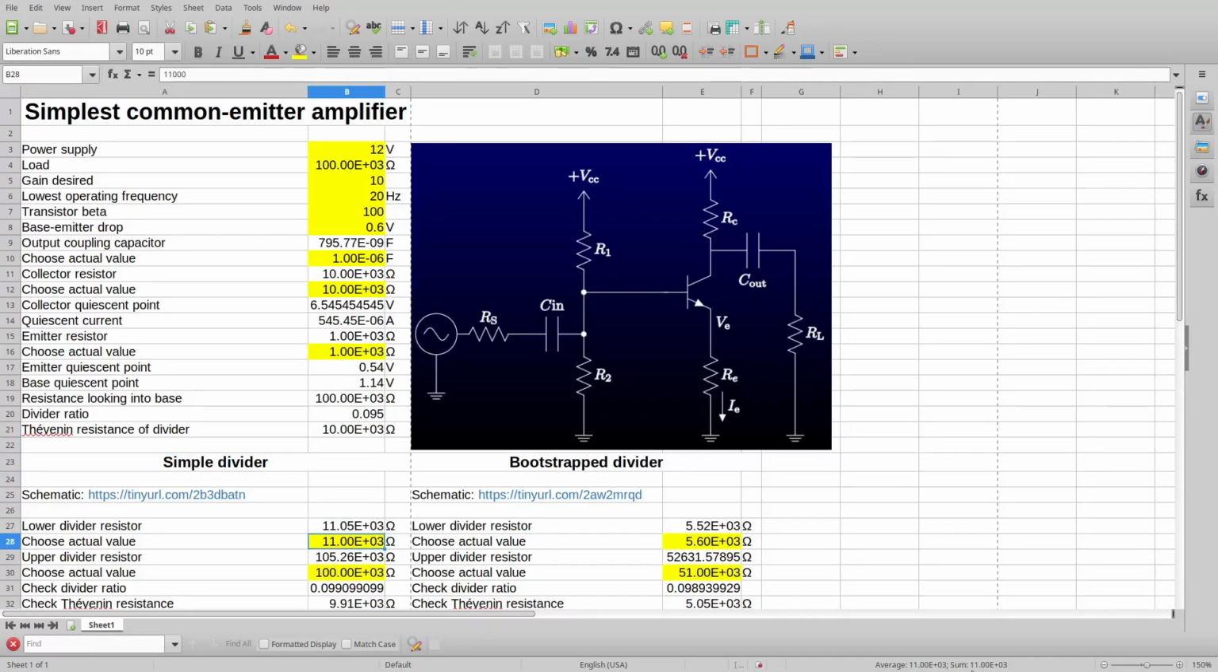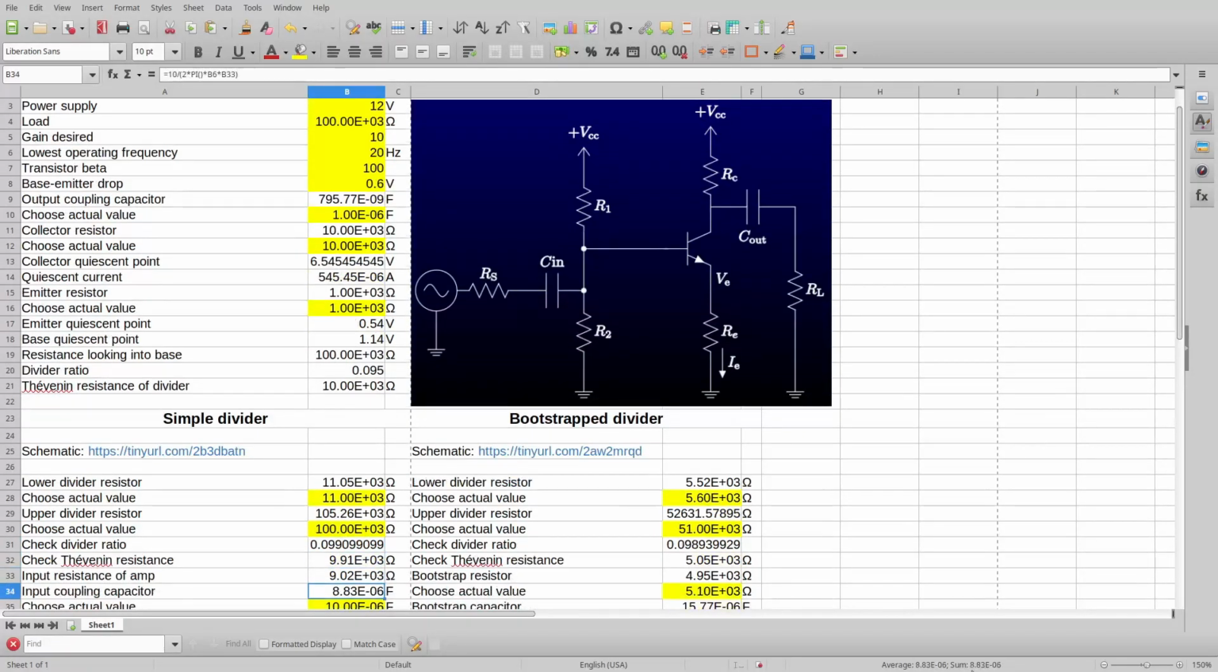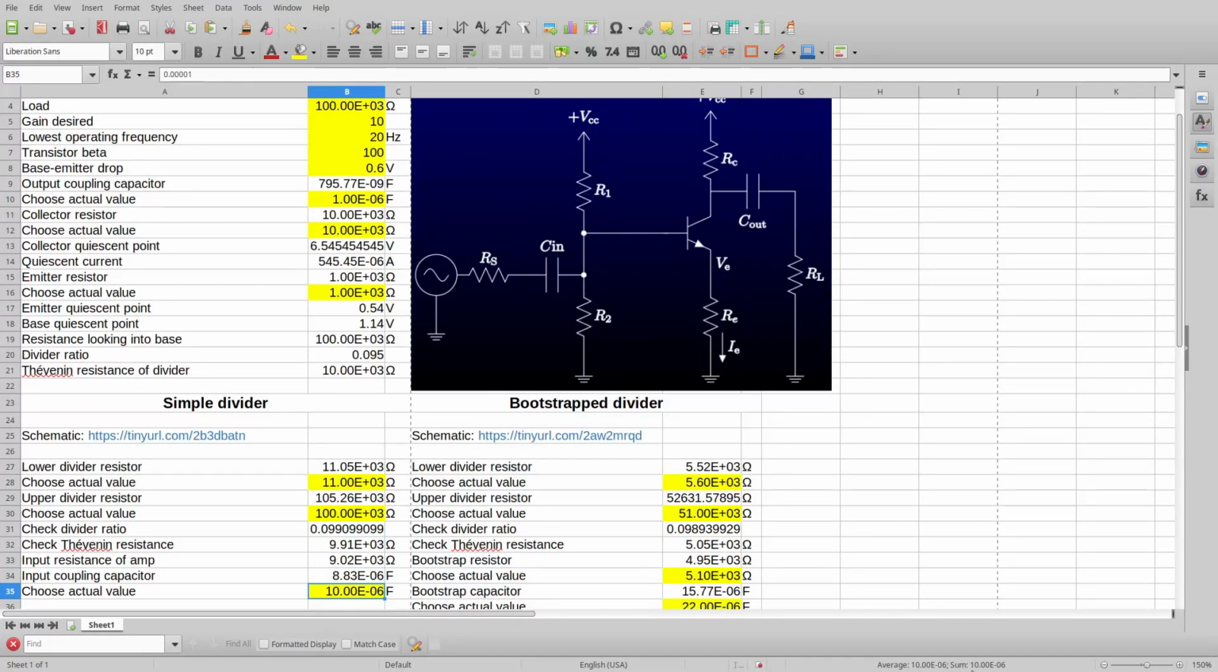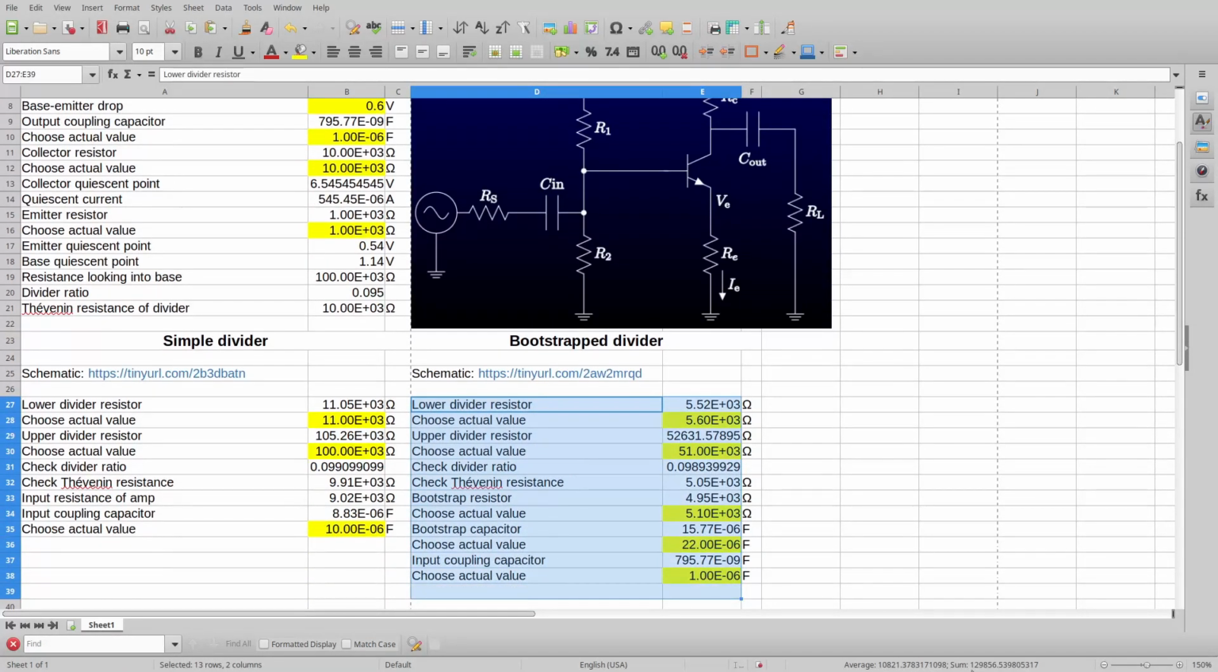If we use a simple voltage divider, we need an 11 kiloohm resistance to ground, a 100 kiloohm resistor to the positive supply, and a 10 microfarad coupling capacitor. Our amplifier will have an input impedance of about 9 kiloohms. That's a little low for my taste, but as we saw with the follower, we can improve it by bootstrapping. I ran through that calculation and schematic when we discussed biasing the follower. And I've left you a link to the modified schematic in the spreadsheet.